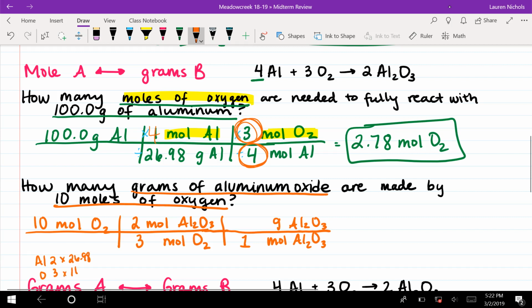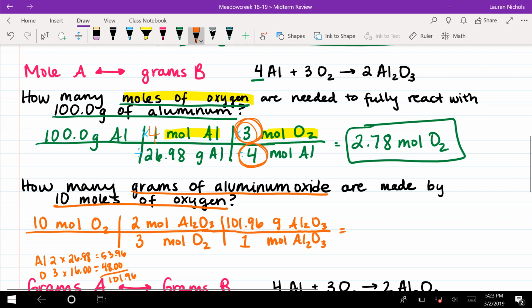26.98. Oxygen is 16. 3 times 16 is 48. And let's see, 2 times 26.98 is 53.96. So added to 48 gives us a total of 101.96. So that is where we write with grams, 101.96 grams.